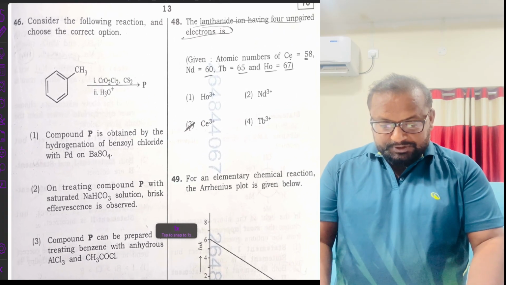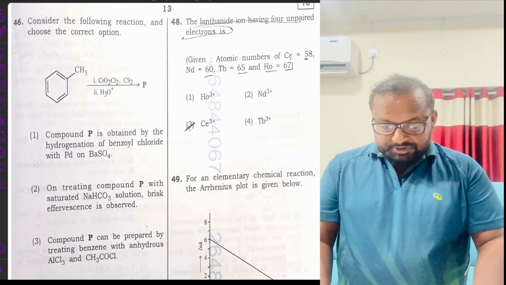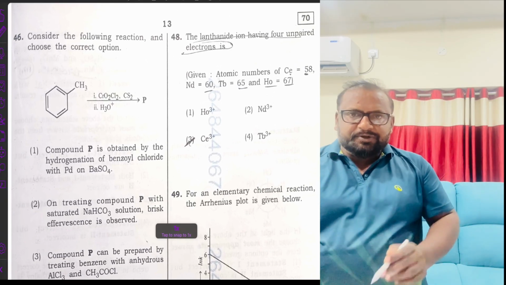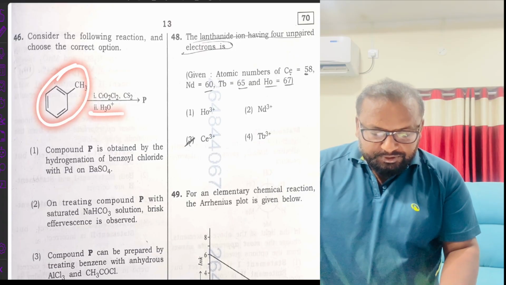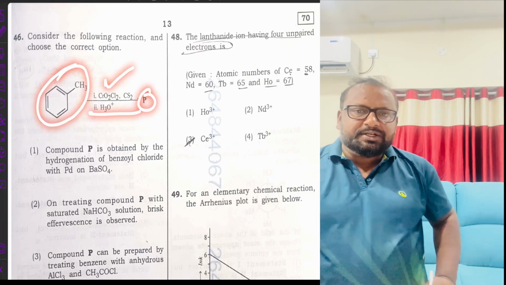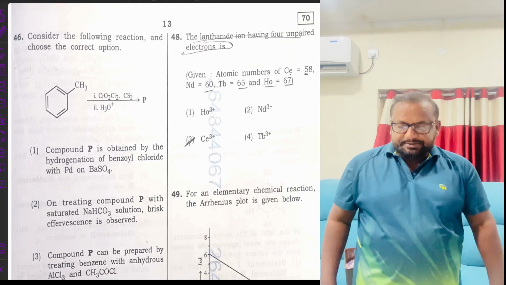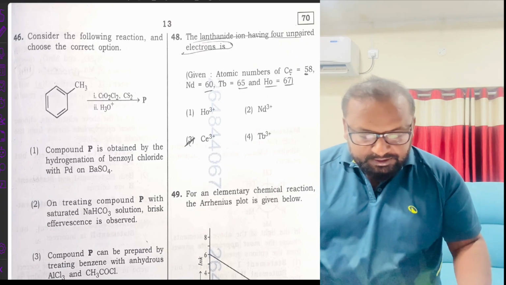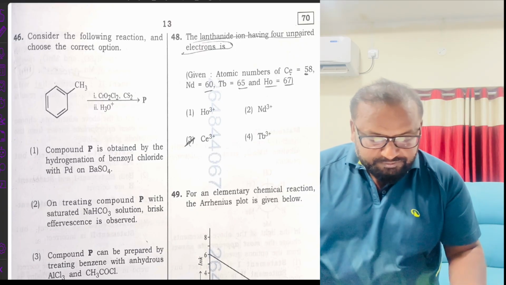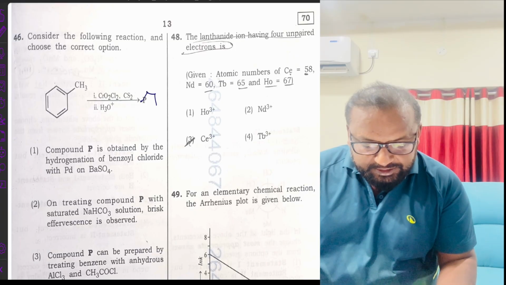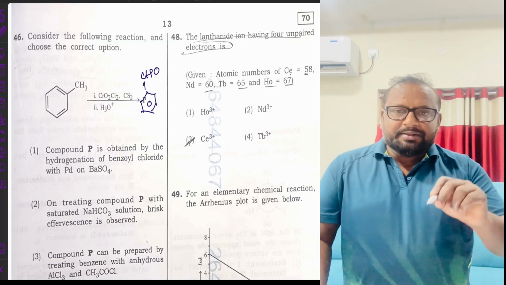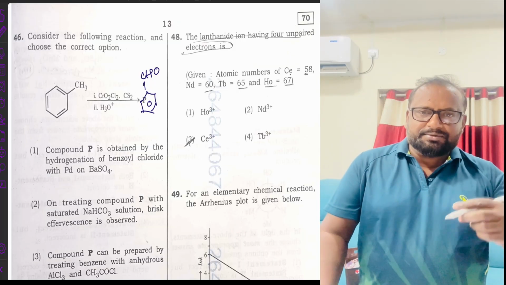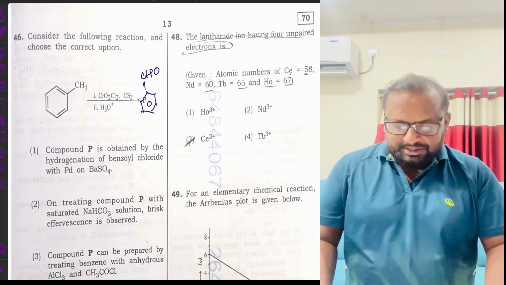So we'll start with the 46th question, right? Question number 46 says, consider the following reaction. What is the reaction given here? Toluene is converted into P by means of CrO2Cl2 and carbon disulfide. So in this case, what exactly are we getting here? We will get benzaldehyde. But the question is not about identifying the P. The properties of P are given in the options. So that's why the level has been increased.